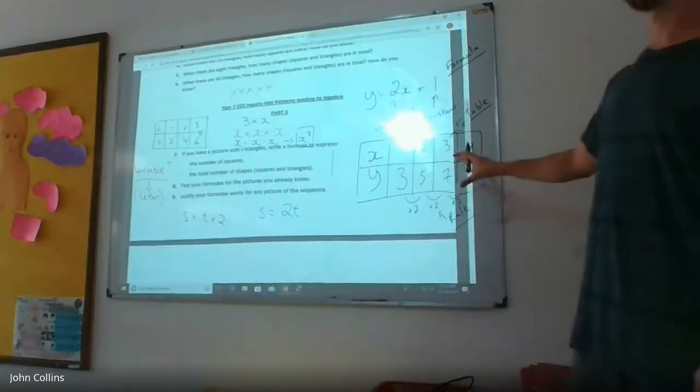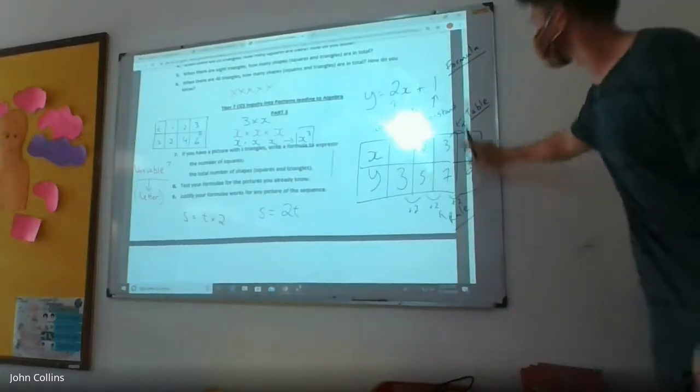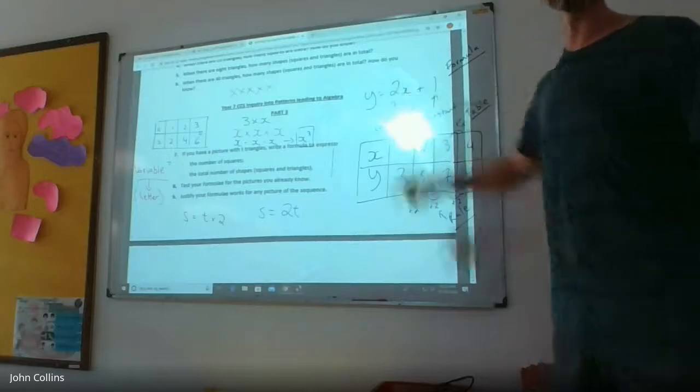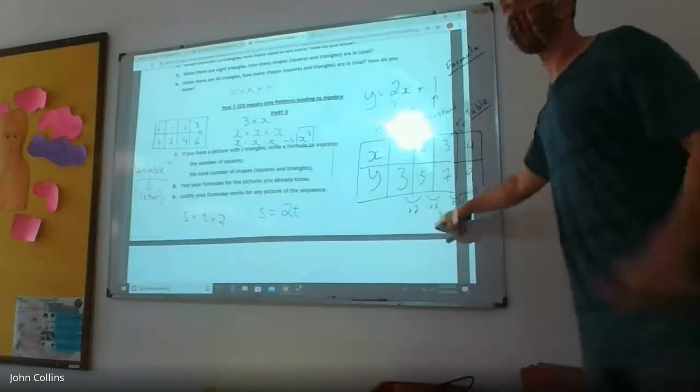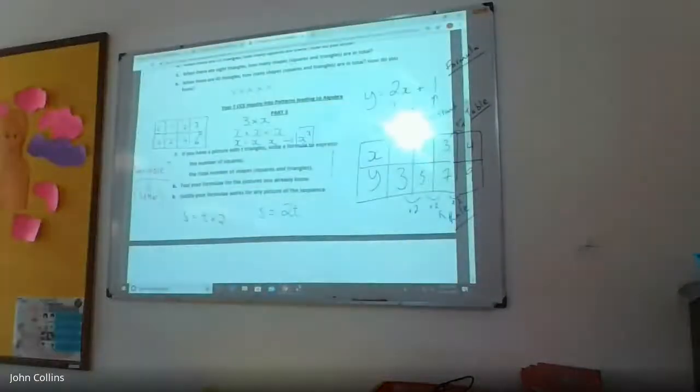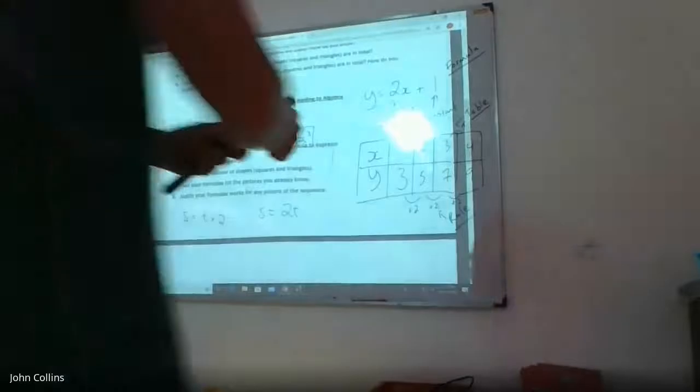Looking at the y's. How do I turn a rule into a formula? Where do I see 2 in the formula? Boom, in the coefficient, you have 2 times x. So if I'm adding 2 consistently, what's the answer to the 2 times table? 2, 4, 6, 8. That's a 2 times table. That's multiplying by 2 constantly. Always adding on. Boom! We're on a roll here.